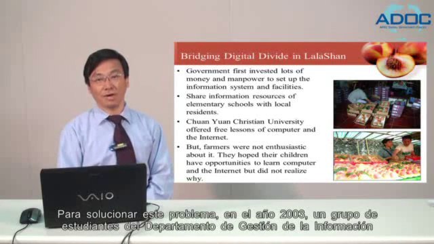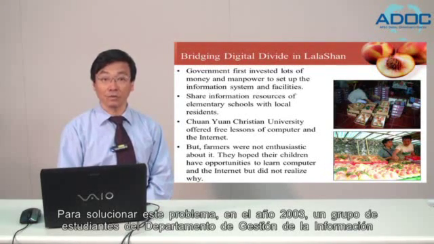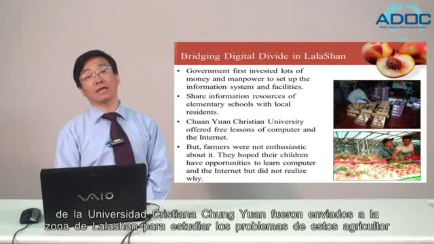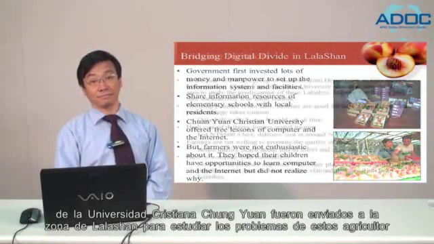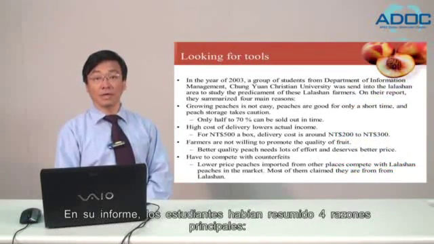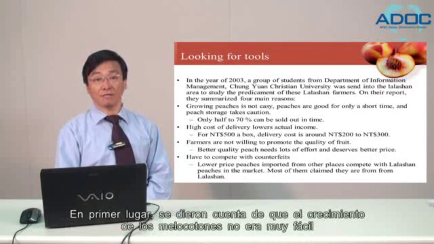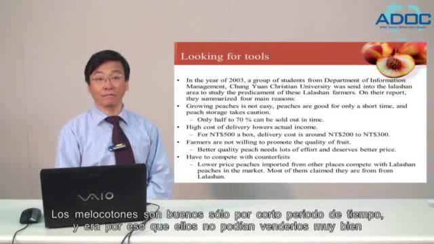So in order to solve the problems, in year 2003, a group of students from the Department of Information Management, Zhongyuan Christian University, was sent to Lalashan area to study the problem of these Lalashan farmers. In their report, the students summarized 4 main reasons. First of all, they realized that growing peaches is not very easy. Peaches are good for only a short time. That is why they cannot sell their peaches very well.